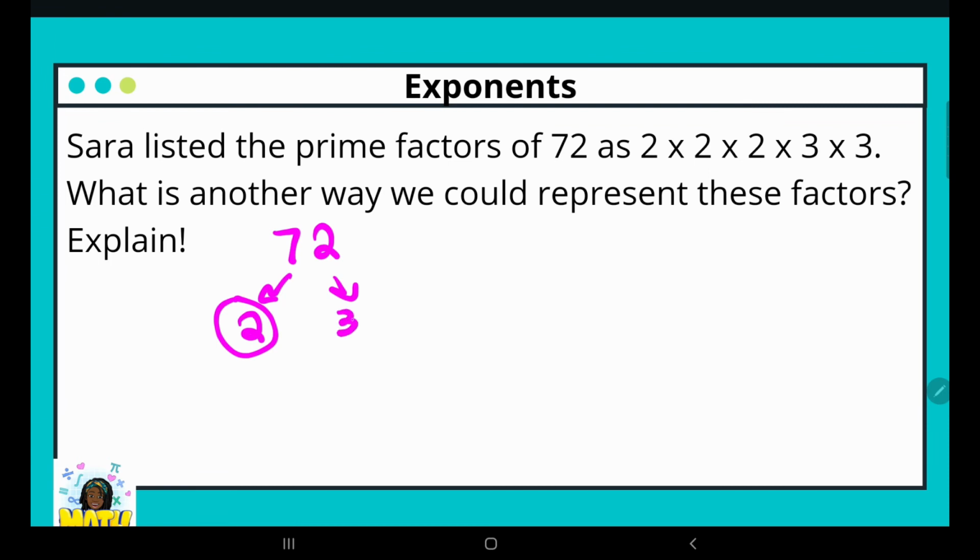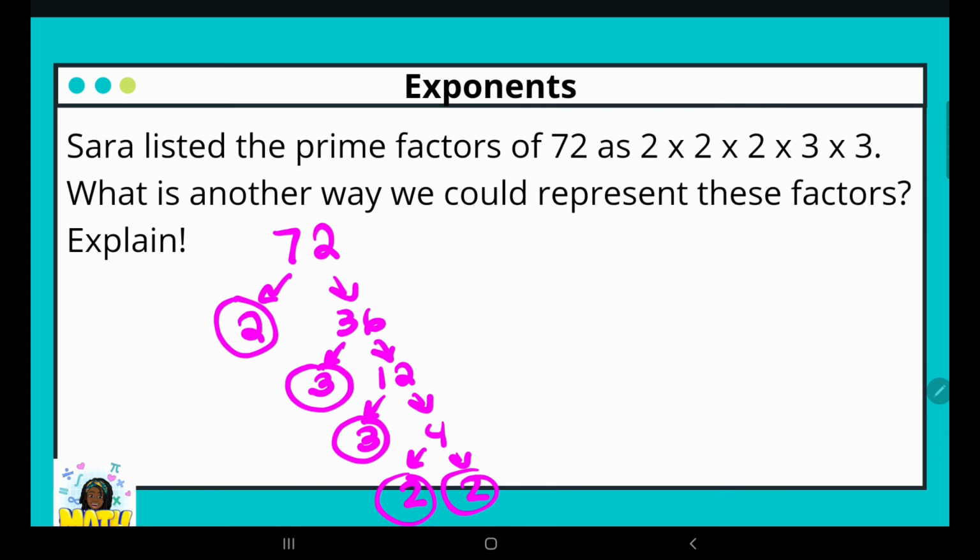So 2 times 36. Oops, I shouldn't have circled that. 2 times 36. Then I want to break down 36 even more. I'm now going to use 3 and 12. So 3 I'm going to circle, and then I'm going to break 12 down even further. I'm going to use 3 and 4. And then 4 I'm going to break down to 2 and 2. So here I have 1, 2, 3 twos. So 2 times 2 times 2. And then I have 2 threes. Okay. So based on what I have, it matches what Sarah did. So we can say that her answer is indeed correct.